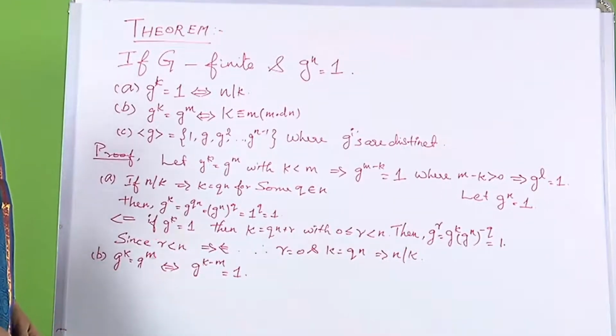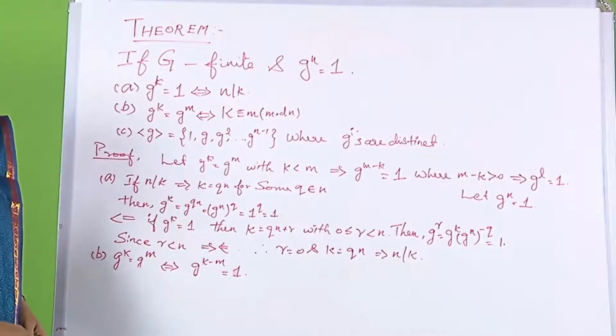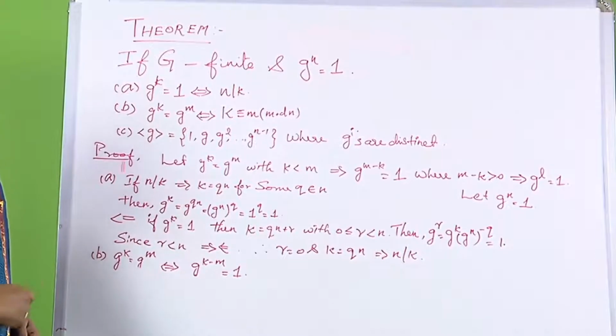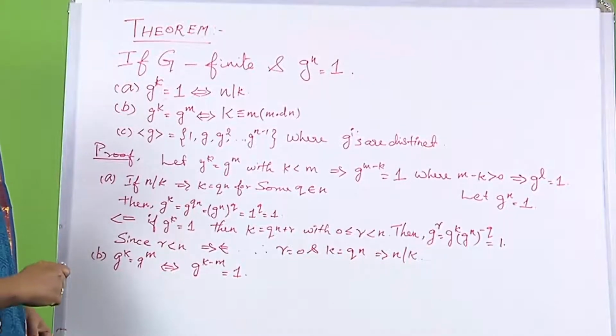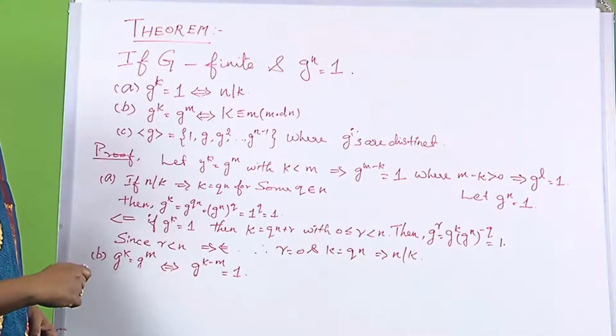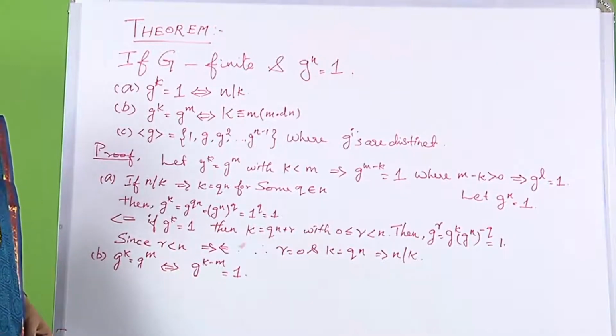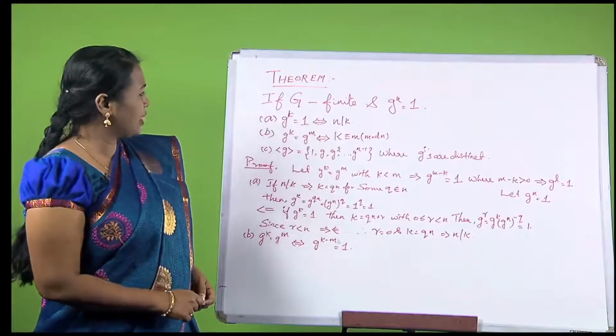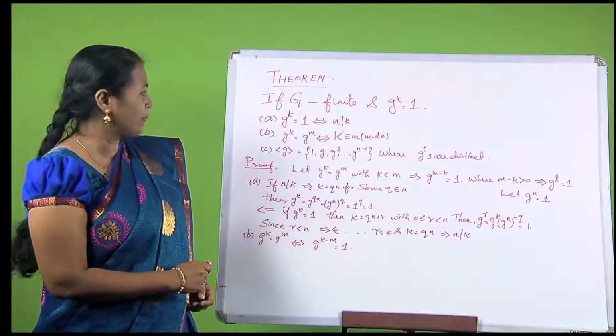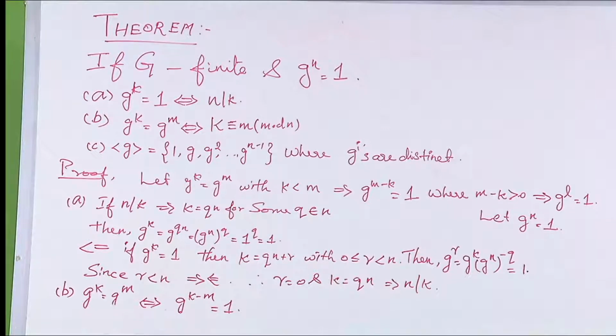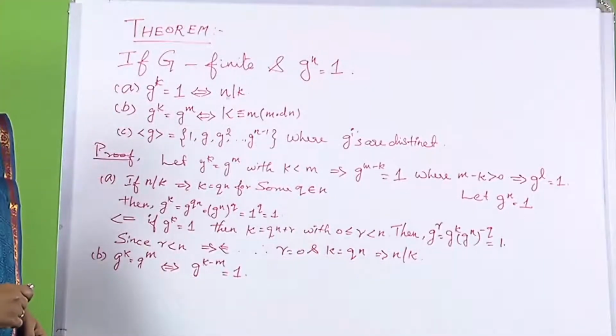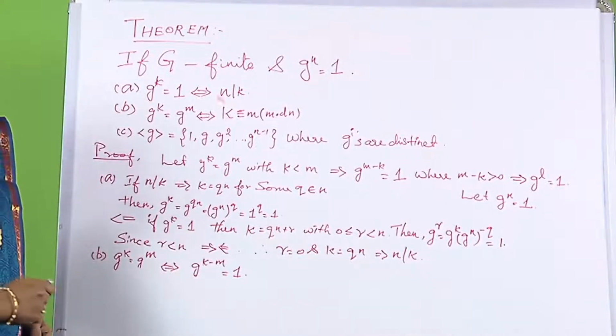So, suppose we have two elements g power k and g power m, and both of them are equal. This implies that g power k minus m is equal to 1. All we have to do is apply point A, which is g power k is equal to 1 if and only if n divides k. So, similarly, if you apply this to point B, then we will get that this is true if and only if n divides k minus m according to point A. Therefore, n divides k minus m implies that k is congruent to m mod n.